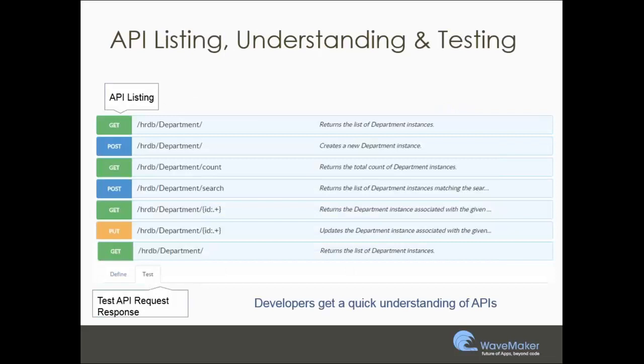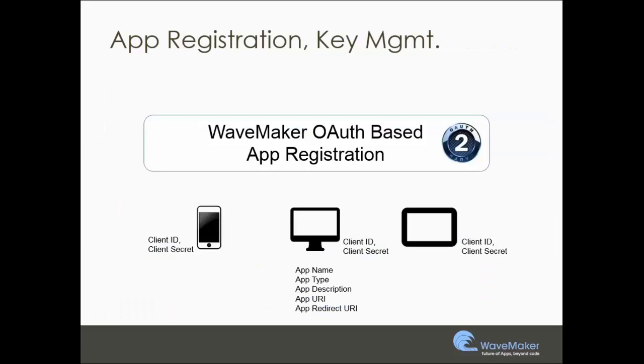The portal provides a very easy and effective way to list your APIs and see the APIs and test them out, so that developers can get a quick understanding and behavior of the APIs. Once the APIs are understood, the developers can then register their applications. The app registration is built on an OAuth mechanism, which provides a seamless registration and key generation for the applications to consume those APIs using the keys.